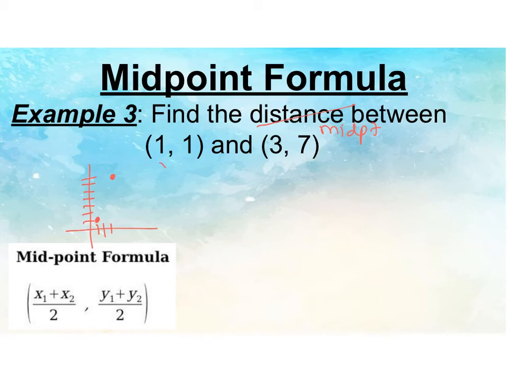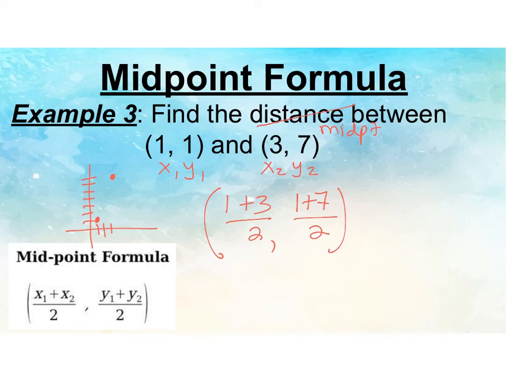So I'm going to do x1, y1, x2, y2, and I'm going to open my parentheses, take both of my x's, so 1 plus 3 divided by 2, take both of my y's, 1 plus 7 divided by 2. We're going to simplify that, so it's 4 over 2 and 8 over 2, and keep simplifying. This is going to be the point (2, 4). So if I check it, (2, 4) looks like that could be the midpoint of that segment.